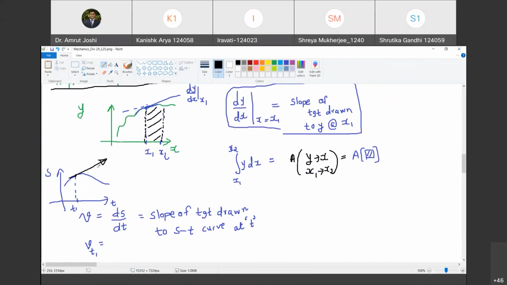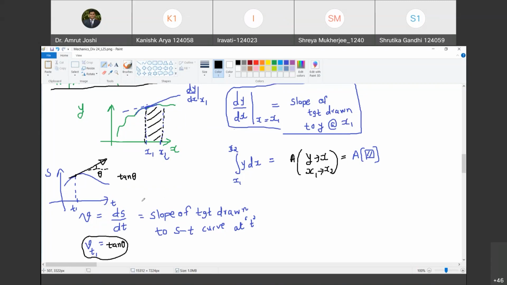Yes, sir. The angle that this tangent makes with the time axis is theta, and the slope of that tangent is tan theta. Do you agree with me? Yes, sir. So v at t1 will be equal to tan theta graphically. Do you agree with me? Yes, sir. I hope I am as clear as possible. If anyone has any doubt, ask. I am dwelling on your 11th and 12th standard knowledge of integration. Are you with me? Yes, sir.